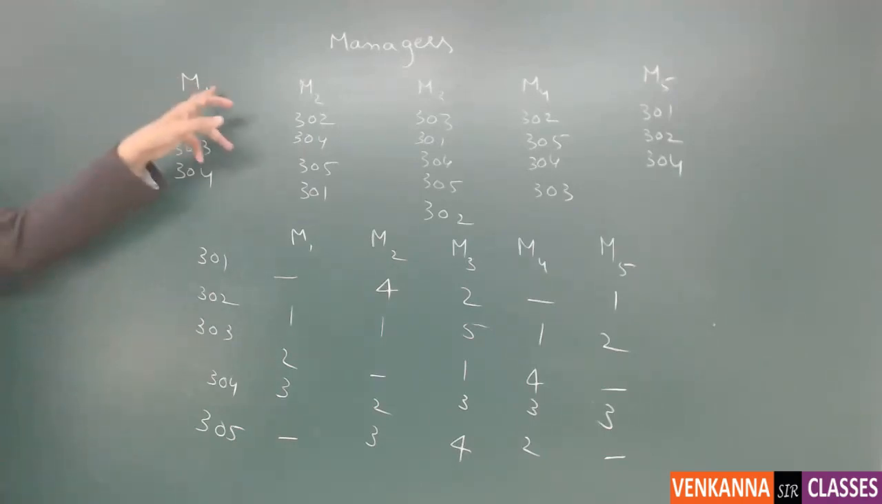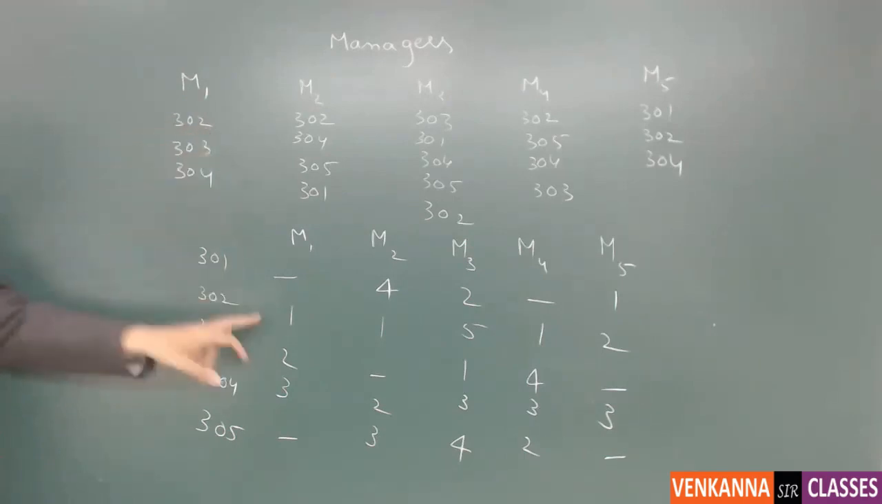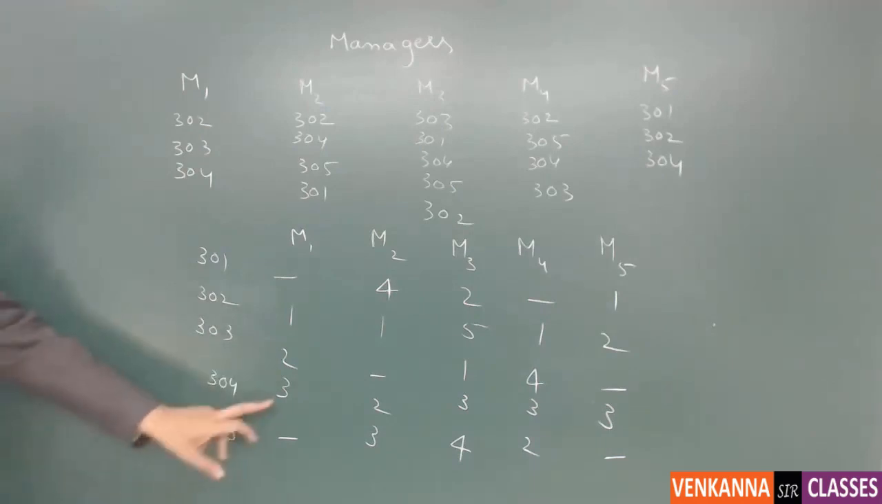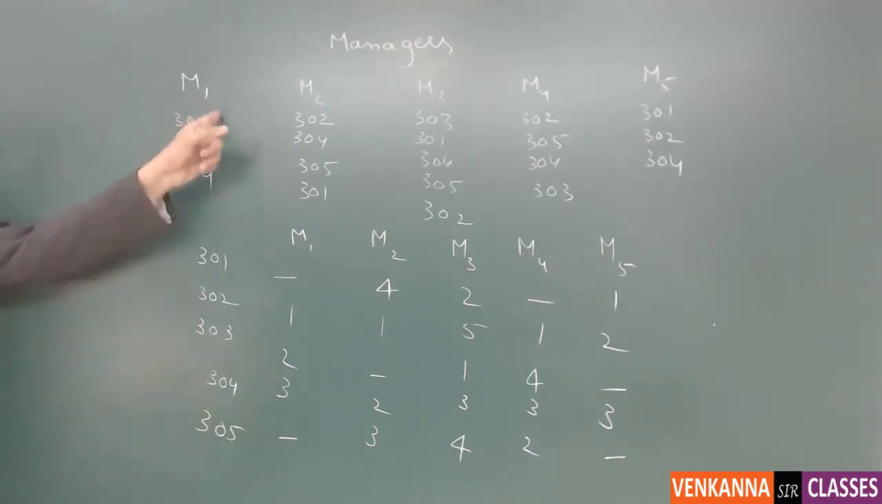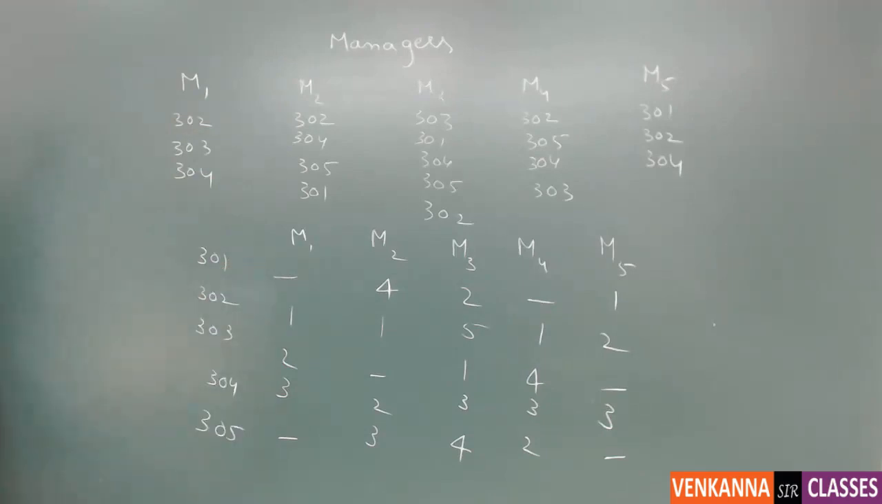So here manager 1 has given preference number 1 to room number 302, so I have put 1 here. For 303 he has given preference 2, for 304 he has given preference 3. 301 and 305 are not there for him, so I put a blank there. Is it fine? The order of preference, what I have written there.